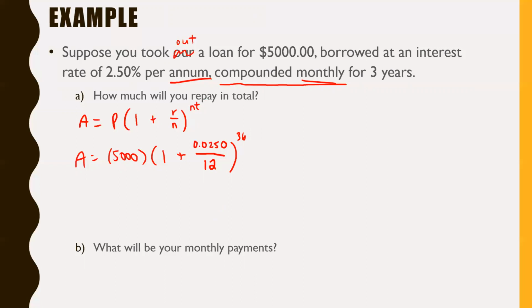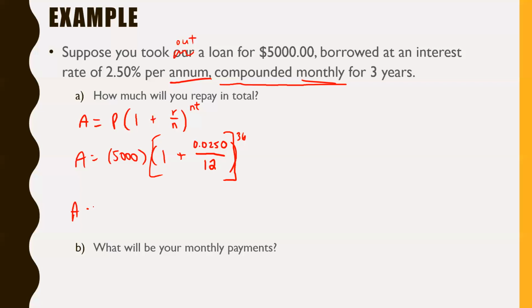So don't mind me, I'm just going to plug this in right now: 5,000, and then close bracket, times this. All of this needs to be in brackets. That is super important. I'll put big square brackets around it. That needs to be in brackets with the exponent on the outside of it. So times 1 plus 0.025 over 12. And then close the brackets off and take that to the power of 36.